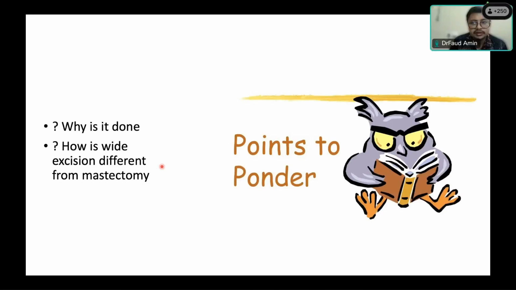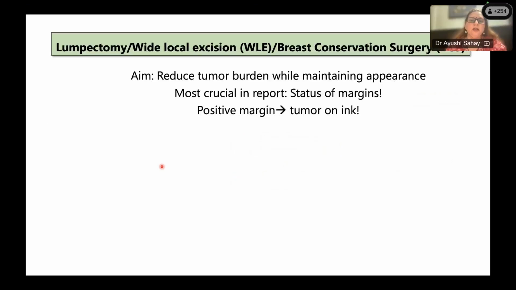Ma'am, margins. Yes. So here, instead of having one single margin at the base, you are going to have multiple margins, so your reporting and grossing has to be different. You are not going to have your skin and NAC in a nicely oriented manner the way you have in a mastectomy. Your orientation is going to be dependent on the surgeon. You need proper orientation so you are able to give the margins properly, and that is the most important reporting parameter in a conservative surgery.